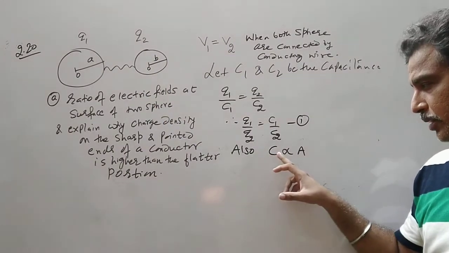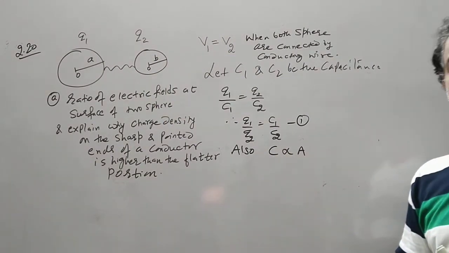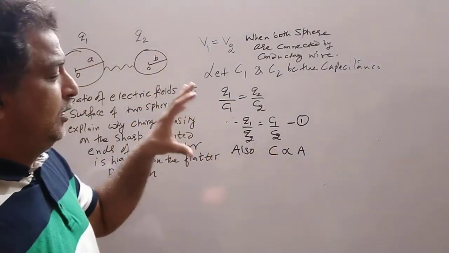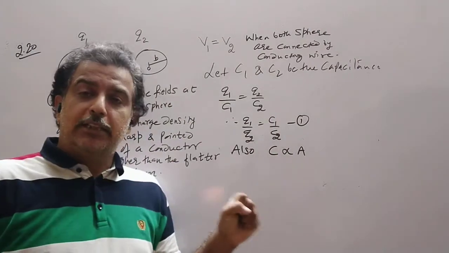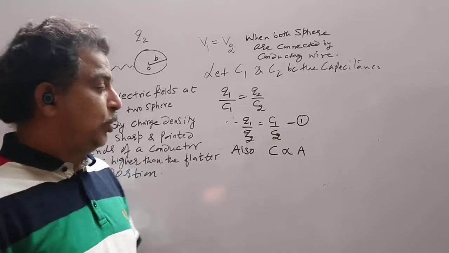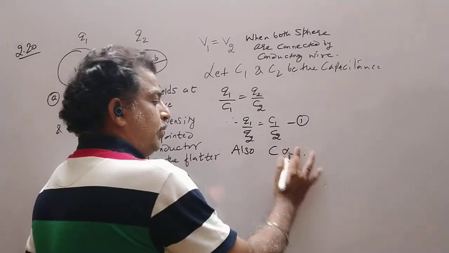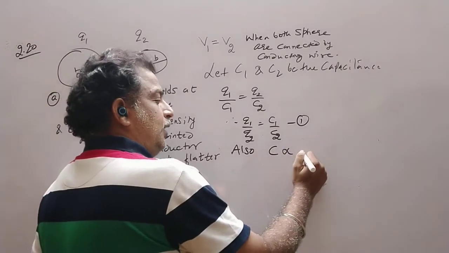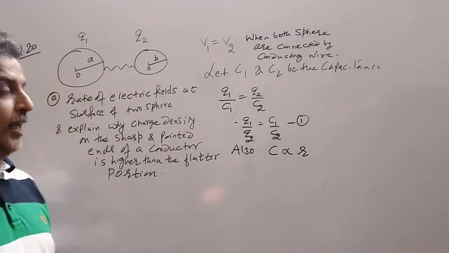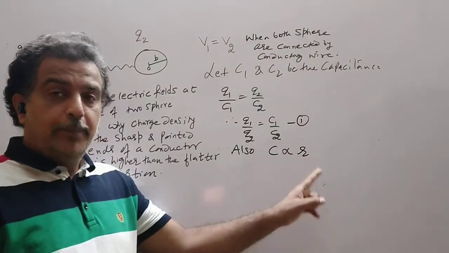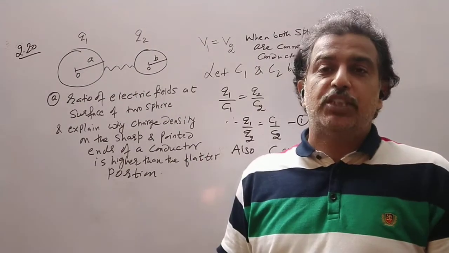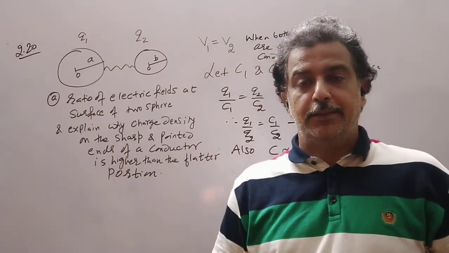So C is directly proportional to the area, or we will see that when an individual conductor behaves like a capacitor, C is directly proportional to R. So either you say it is proportional to area, or let us say it is proportional to the radius R. So C is directly proportional to R, provided the individual conductor is behaving like a capacitor.